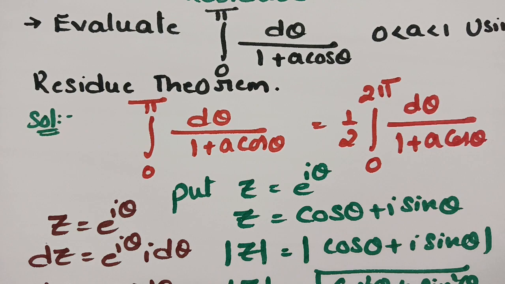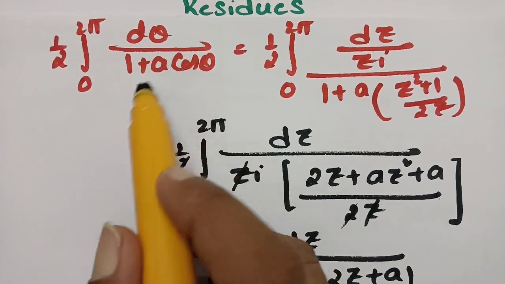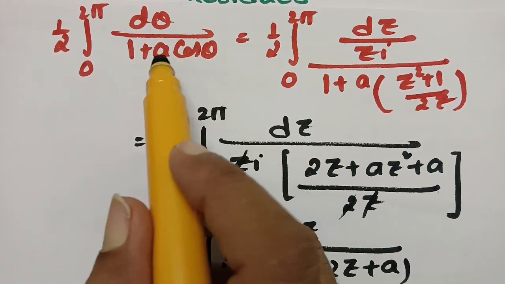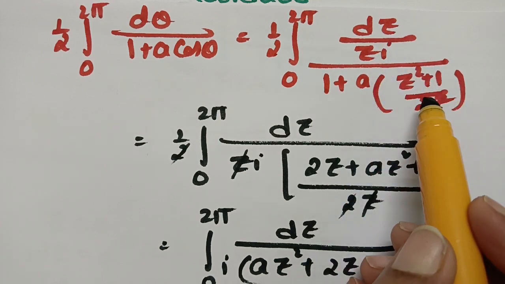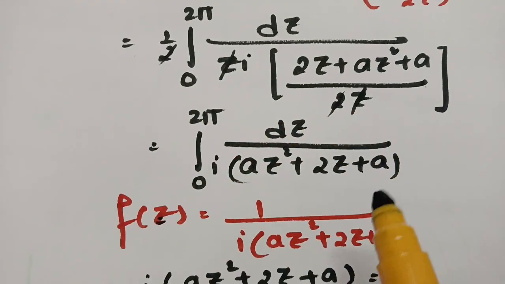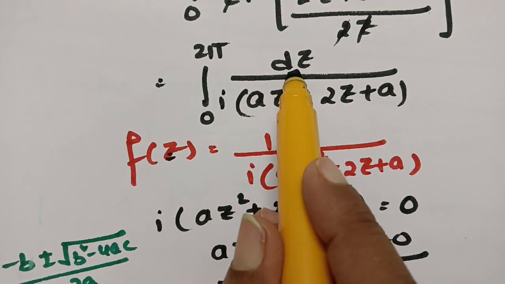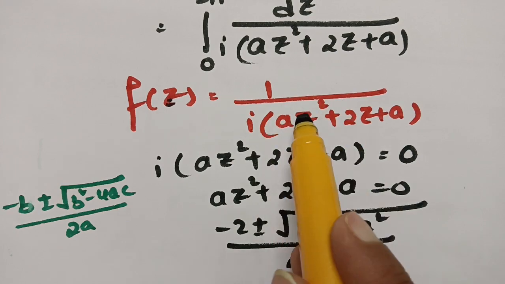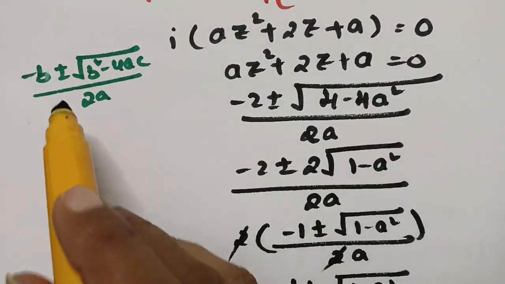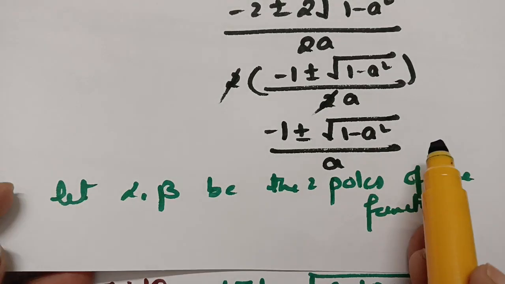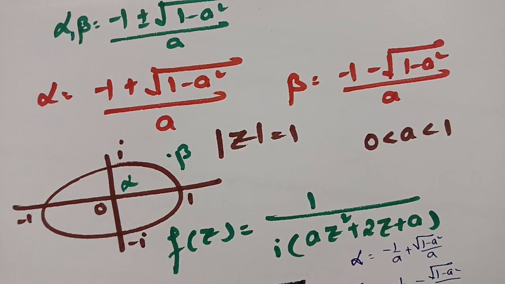So what is the integral given here? The integral given is half times d theta by 1 plus a cos theta. After substituting the d theta value and the cos theta value, and cancelling the similar terms in the numerator and denominator, I got the integral of f of z into dz. So f of z value is this one. If I equate the denominator to 0, I get the poles. Here I applied this formula, and there are two poles. Let alpha and beta be the two poles. Therefore, the poles alpha and beta are ready here.